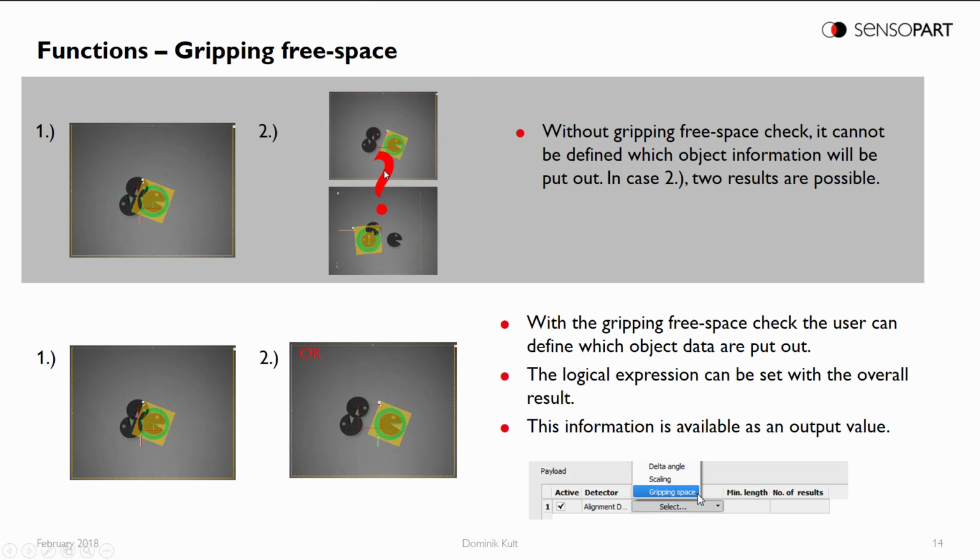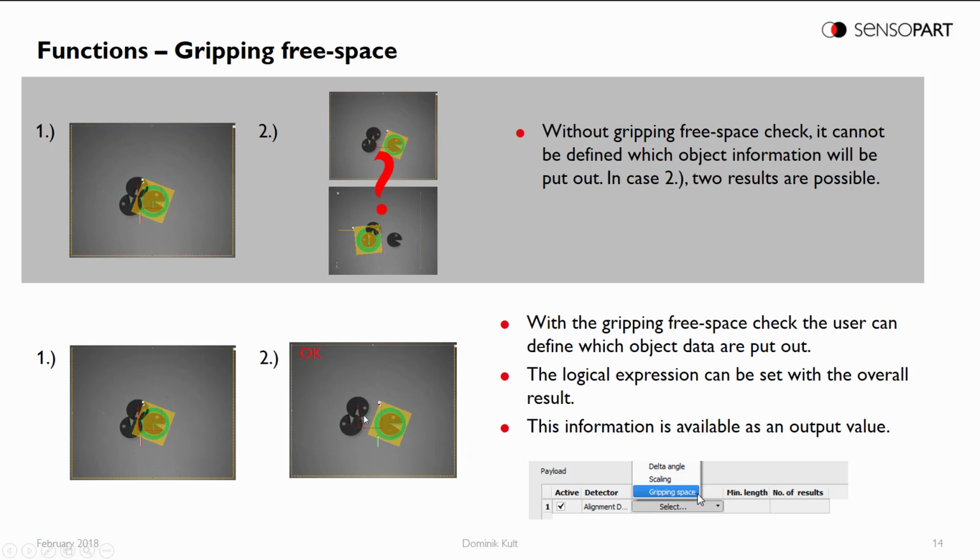It can be that the VISOR finds the free coin, or it can also be that the VISOR finds one of these two coins which are lying close together. With the new gripping free space check, I have the option, with the logical expression, to define which coin is found by the VISOR and which coordinates are sent out.